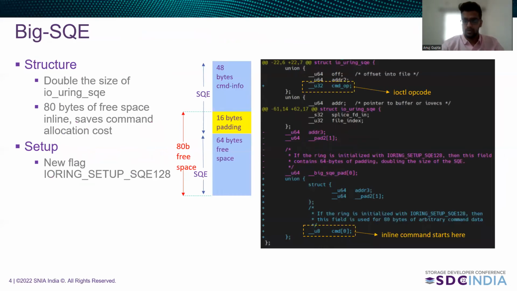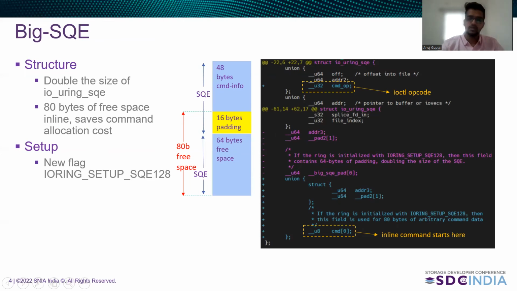So let's talk about Big-SQE. Big-SQE is a modified version of the existing io_uring SQE. It is double the size of a regular SQE. If you see this diagram, you can imagine Big-SQE has two regular SQEs stacked on top of one another, where the first SQE can be used to store the command specific information, for example, the file descriptor, the ioctl opcode, and the io_uring opcode, and all of the other information as well. Which means that the second SQE is completely free.